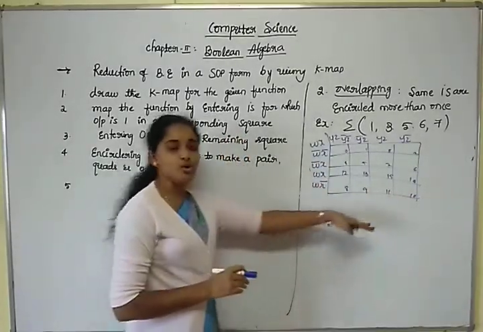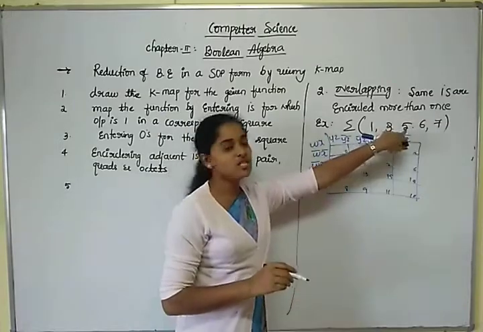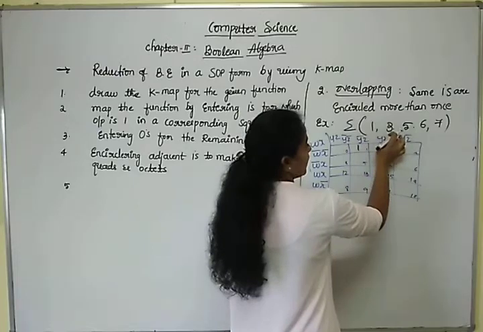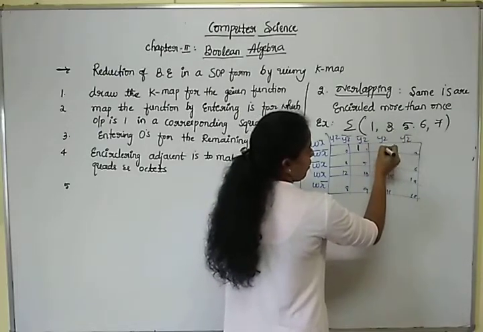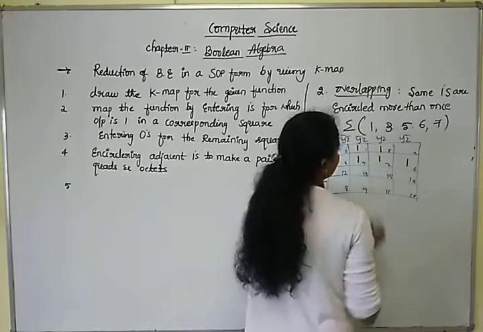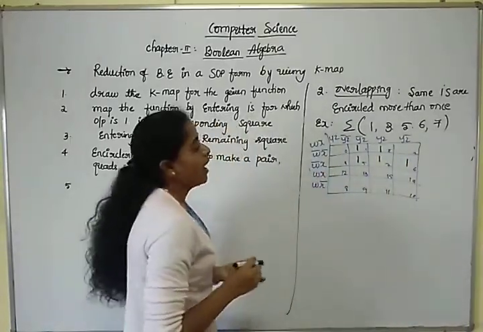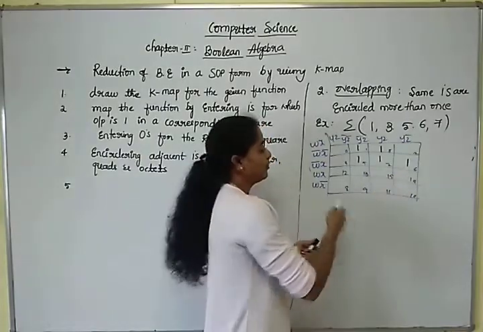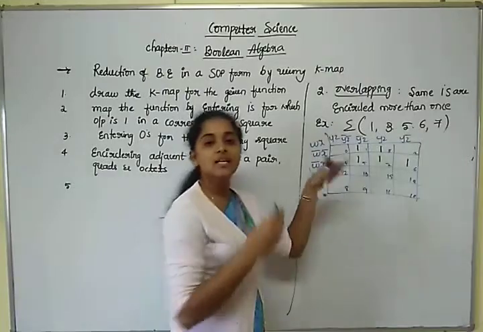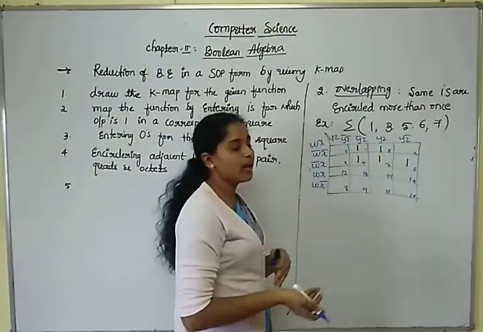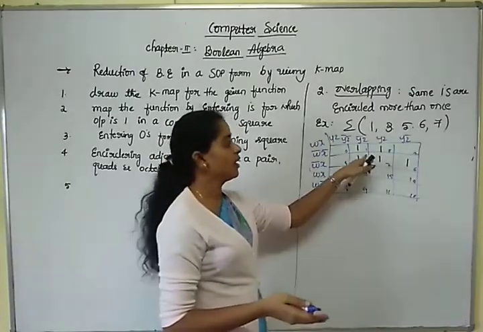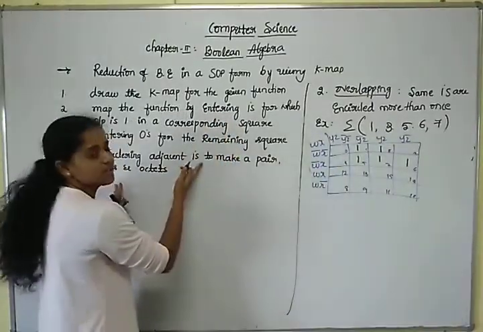Now after drawing the map, insert ones for which the output is 1. Here they are given 1, so inserting 1. Here they are given 3, so inserting 1 in M3. They are given 5, 6 and 7. After inserting the ones, you have to insert 0 for the remaining strings. Now after inserting the zeros and ones, we have to make pairs, quads and octets. To make pairs, quads and octets, we go through encircling adjacent ones.